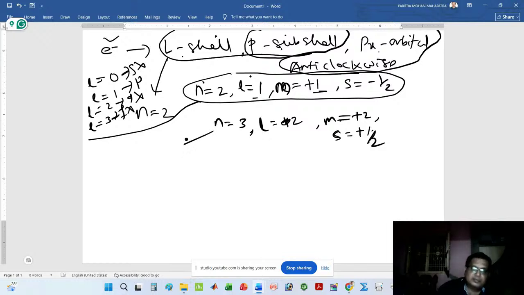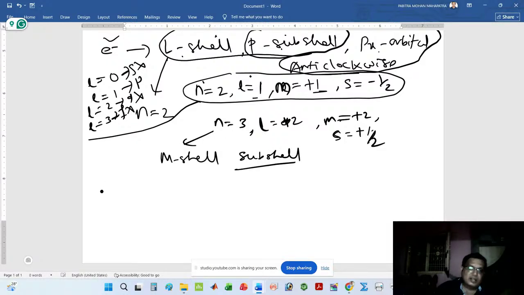n is equal to 3 means: for the K cell n is equal to 1, for the L cell n is equal to 2, for the M cell n is equal to 3. So the electron is present in the M cell. Then look at the other quantum numbers: l is equal to 2, m is equal to plus 2, s is equal to plus 1/2. Suppose a person asks in which cell it is present, then you immediately say the M cell, because n is equal to 3 is given. Let me explain which subcell it is present in. Which subcell?